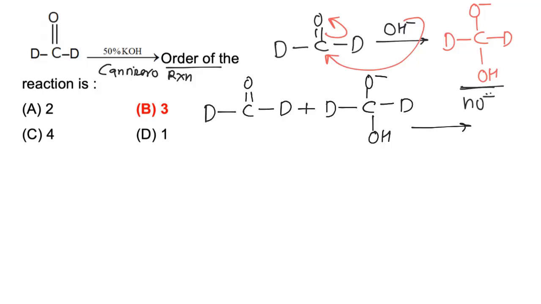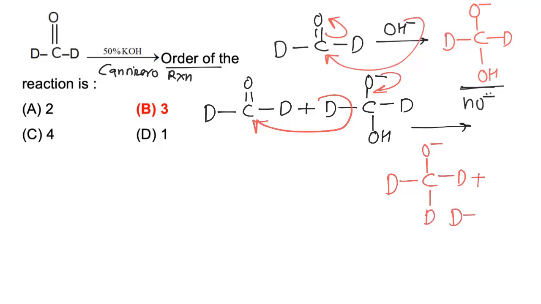Now electrons are shifted towards carbon, and simultaneously the carbon-deuterium electrons are migrated to another carbonyl group, so it will be converted to DCO negative, D plus, DCOOH. Now one equivalent of acid and one equivalent of base are formed.